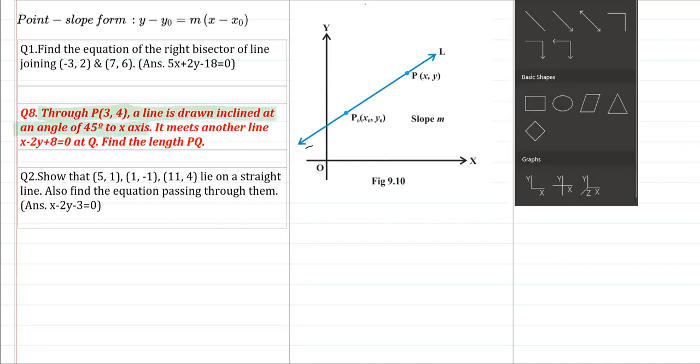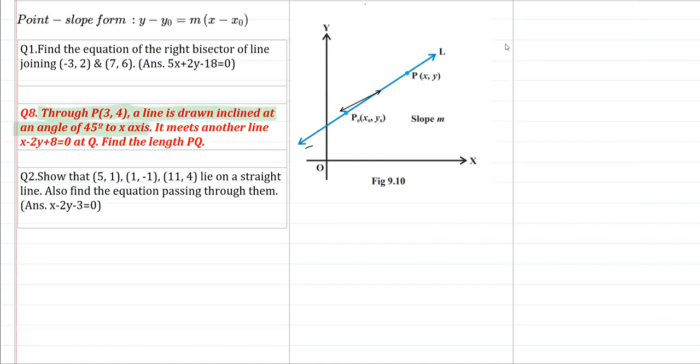So what we can do, we can extend this line. And we have this angle given as 45 degrees. As you can read in the question, there is a line that is inclined with an angle of 45 degrees with the x-axis. You must be knowing that the angle made by a line with the positive direction of the x-axis is called the angle of inclination. So we have an angle of inclination as 45 degrees.